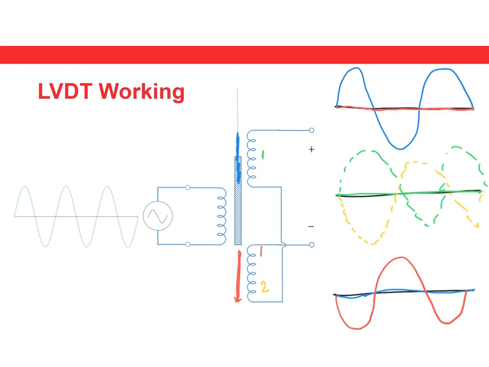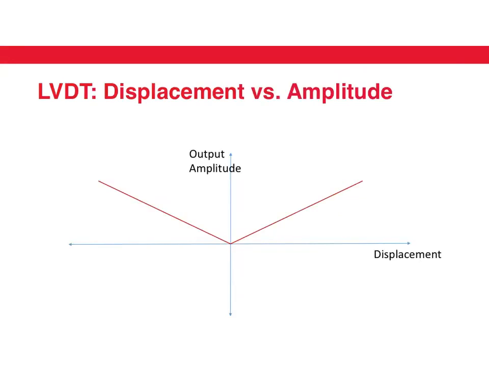Notice that the two outputs are of different signs but have the same amplitude, depending on whether it's towards coil 1 or coil 2. In other words, the output amplitude is an even function of the displacement, as shown in the figure. It does not depend on whether the displacement is positive or negative. The output amplitude is always positive, and it only depends on the magnitude of the displacement.